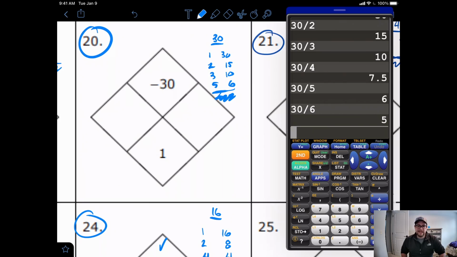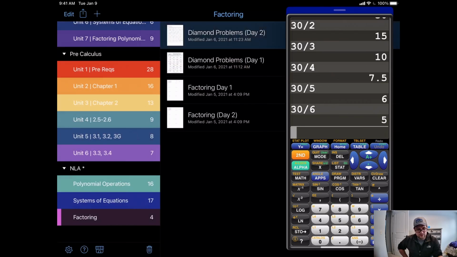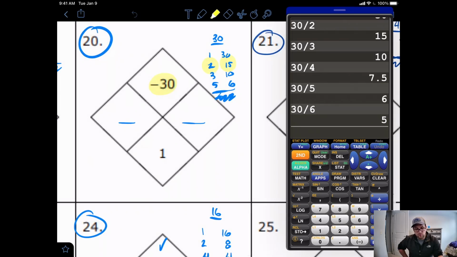Now, again, when our top number is negative like that, remember, the only way that can happen is if one of the numbers is negative and the other one is positive. So I always like to think, like, if I took one of the numbers and I subtracted the other one, what would that give us? So in this situation, sorry guys, 15 take away 2 would be 13. So that's not our guy. 30 take away 1 would be 29. So that's not it. 10 take away 3 would be 7. That's not it. 6 take away 5 would be 1.